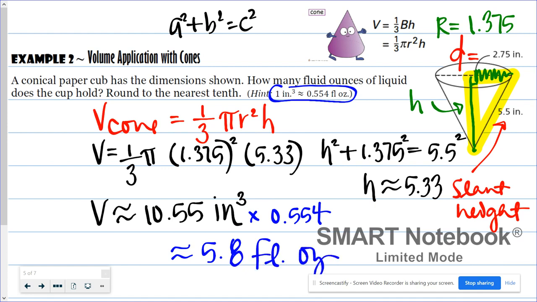And that's the volume of this cup in terms of fluid ounces. So 2 more problems to look at, but I'll save that for the next video. So here we took a look at an application involving volume of pyramids, and here volume of cones, also featuring converting units. They like to do that a lot in this chapter.